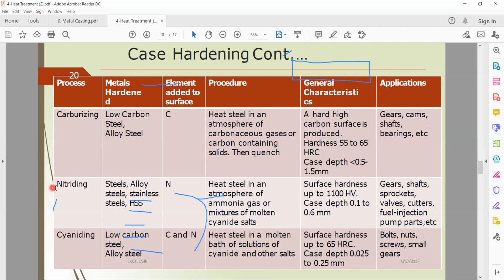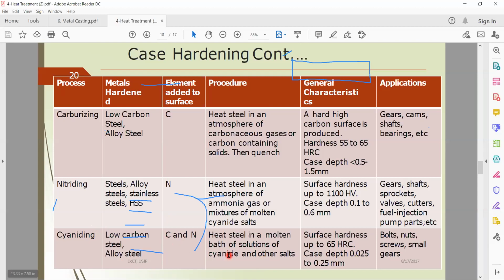same as carburizing, nitriding means you are adding the nitrogen to the surface of that metal. How can you add the nitrogen? Same process. You have to heat the steel in the atmosphere condition with ammonia gas or a mixture of molten cyanide salt. The cyanide salt has carbon and nitrogen in it, so definitely you can add nitrogen to the surface of the metal, right? But in the case of cyaniding, you have to add carbon and nitrogen to the surface of the metal.